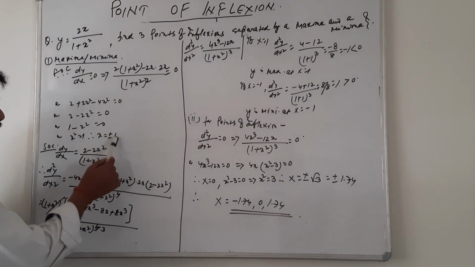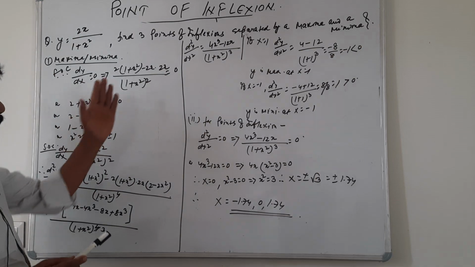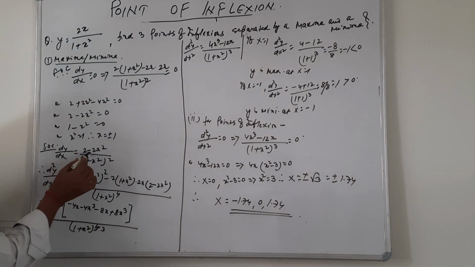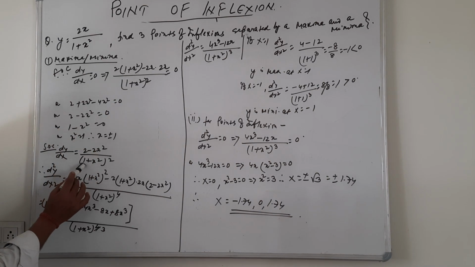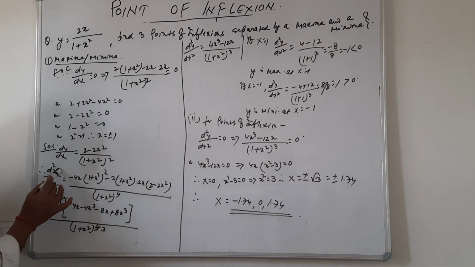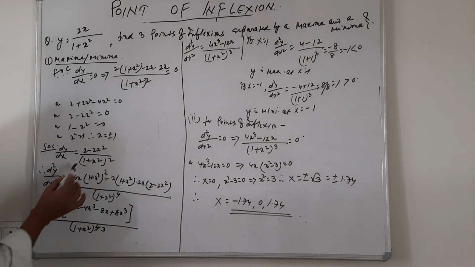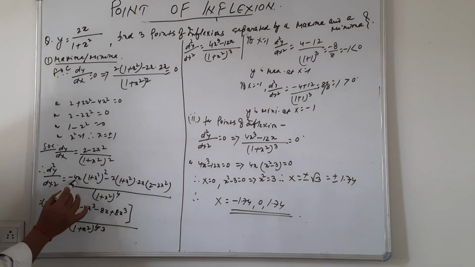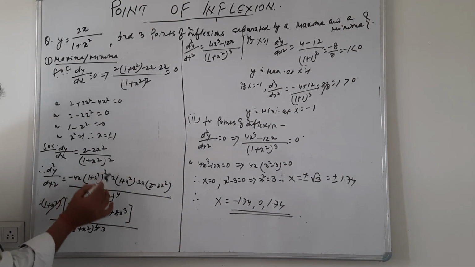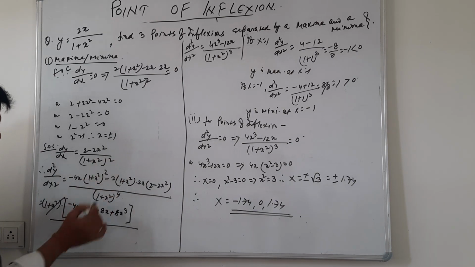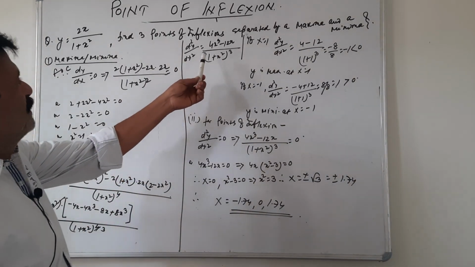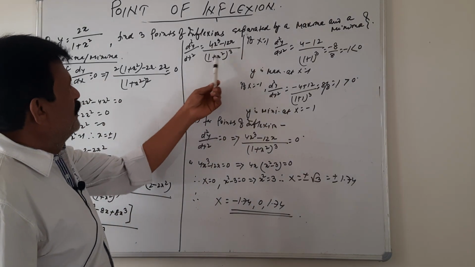At one of these values of x the function would be a maxima, and at the other a minima. For that we shall need the second derivative. The first derivative is 2 minus 2x square by 1 plus x square whole square. It is once again differentiated, so d square y by dx square, again u by v rule. This is minus 4x, this one again through the chain rule. And finally we arrive at d square y by dx square equals 4x cube minus 12x upon 1 plus x square whole cube.